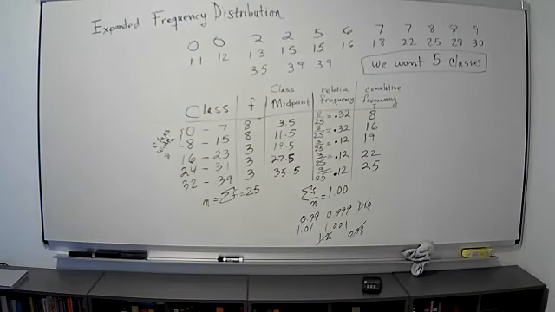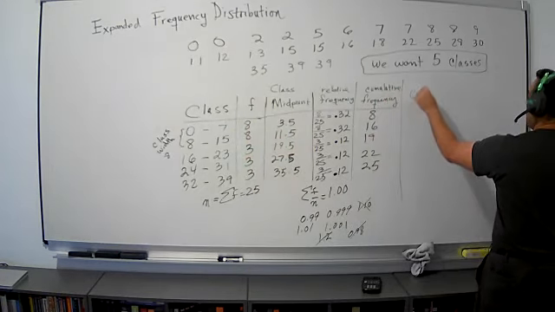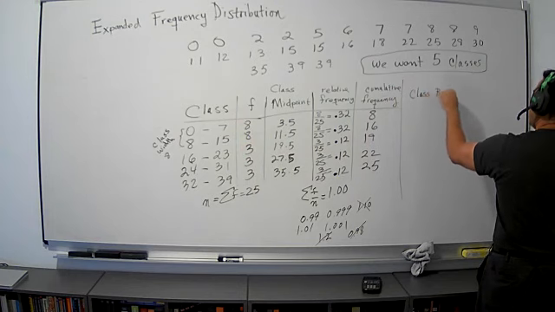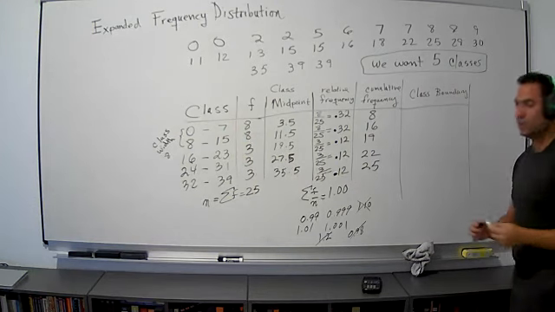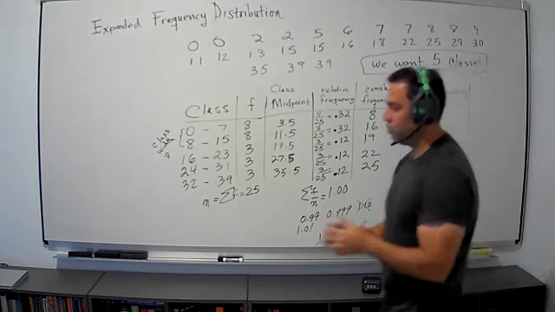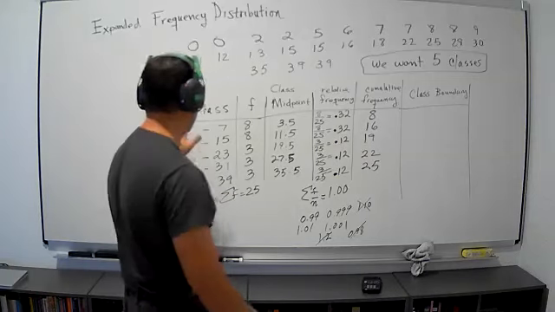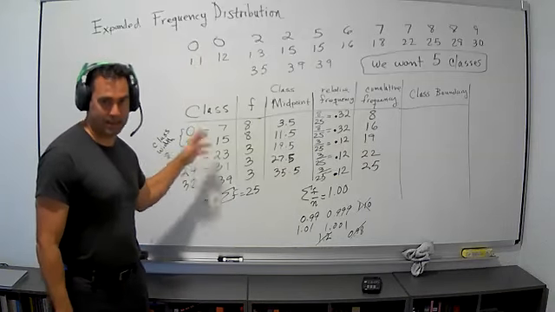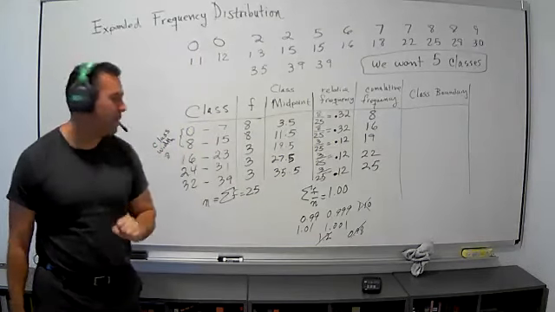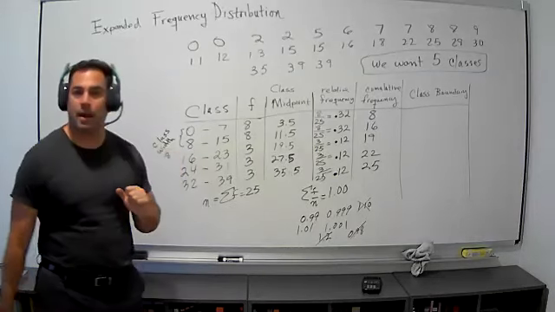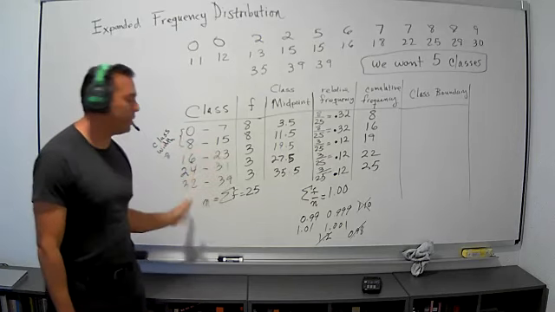Okay. So now we're going to do the last one. It's called class boundaries. This is the last thing we're doing on this expanded frequency distribution or table, however you want to refer to it. If you notice, when we created these classes, there is a gap between 7 and 8, a gap between 15 and 16, a gap between 23 and 24, and a gap between 31 and 32.